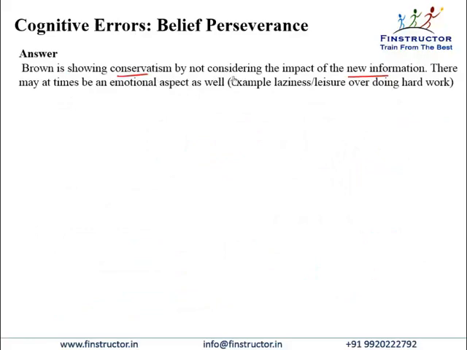So in the previous discussion, we showed this as an example of a belief perseverance error. That is, Brown reads the information but still wants to stick to his original view. Many a time there may be an emotional aspect involved as well. That is, Brown may be just too lazy, or he may just choose leisure over hard work, and hence he is not incorporating the information and changing his beliefs.